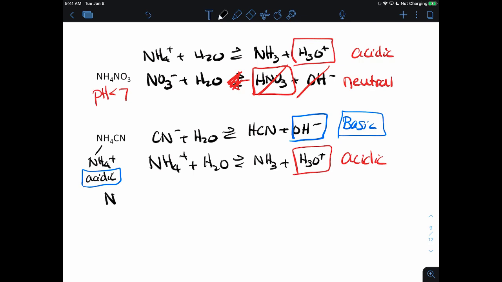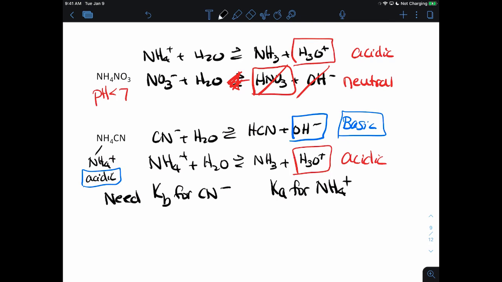So we need the Kb for CN-, since it's a base reacting with water to make OH-. It's a Kb reaction. And we need the Ka for NH4+, because NH4+ is my acid. It's donating an H to the water to make the hydronium.